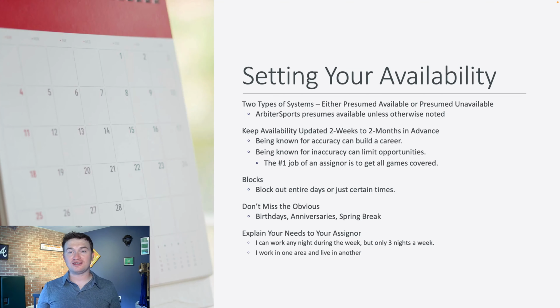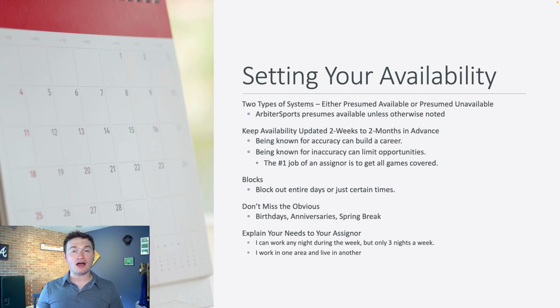There are two different types of systems. There are systems where you opt in as available and systems where you opt out as not available. Arbiter Sports is one of the most common assigning softwares used for umpires. And Arbiter will presume that you are available unless you go in and specifically block times and dates. As independent contractors, it's important that we keep our availability up to date from anywhere from 2 weeks to 2 months. And again, being known for inaccuracy makes you more likely to be skipped over for the next umpire. Remember, the number one job for an assigner is to get all their game slots filled.